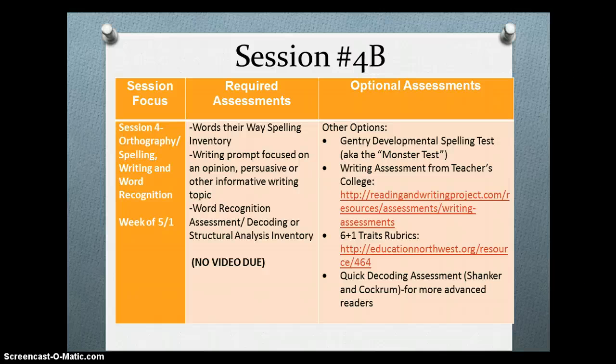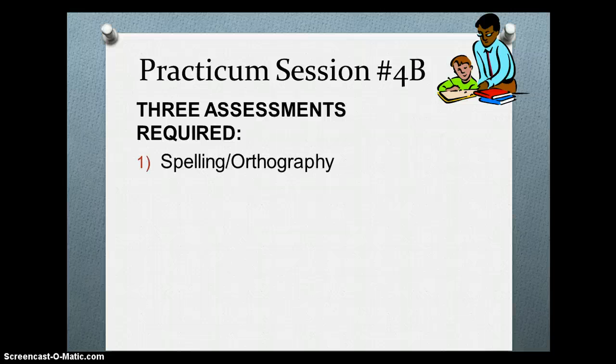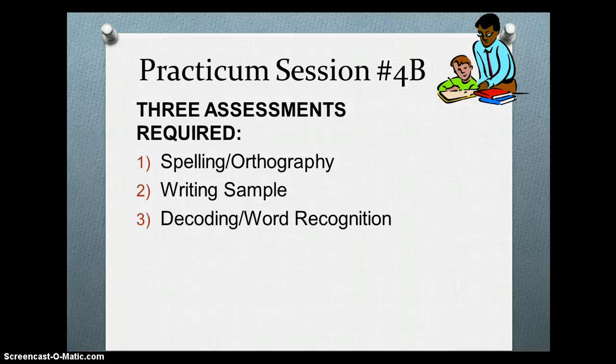Session 4B is this week. There are 3 required assessments. One needs to be in the area of spelling or orthography, and it is the Words Their Way inventory that you're doing again. The second required assessment needs to be some form of writing sample. And the last assessment should be decoding and word recognition. Now, you already have some information and data from the QRI word list and from giving the QRI regarding your students' performance on decoding. So please think critically about what assessment would be best to give them.